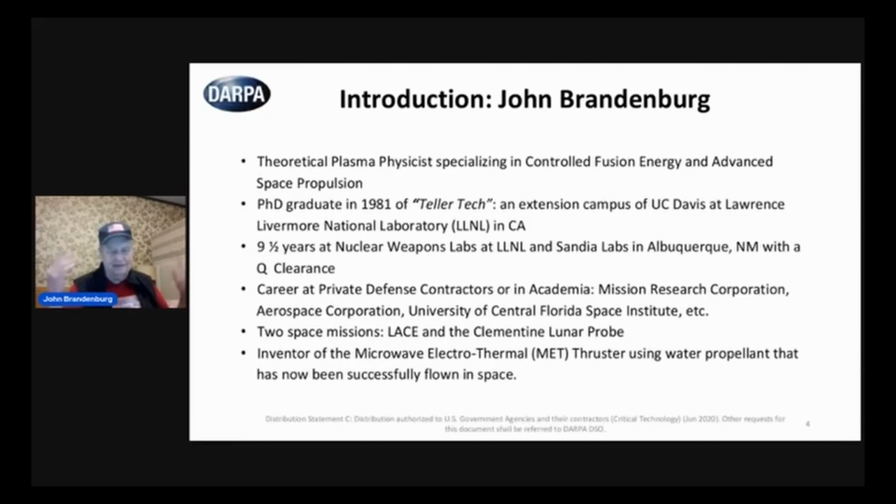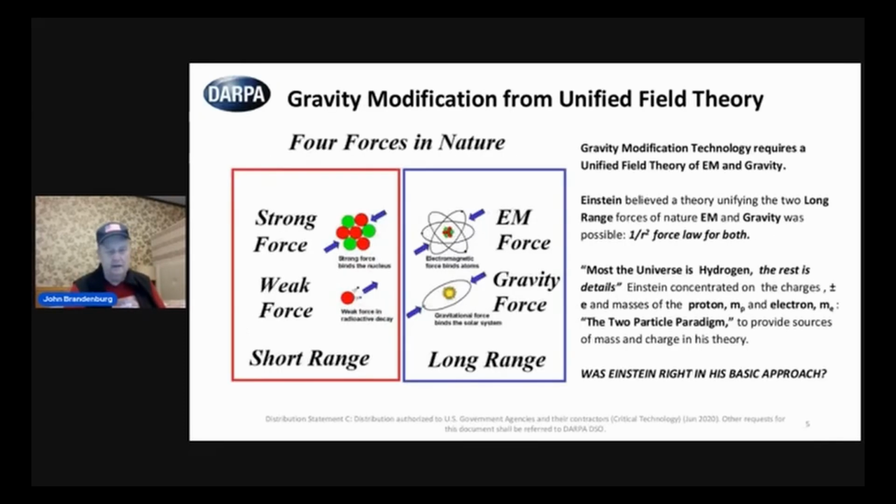Okay, anyway, I've had a long career in aerospace, as an aerospace contractor to the Defense Department and Department of Energy, and even to NASA. So on we go. Forward. Okay, now gravity modification for unified field theory.